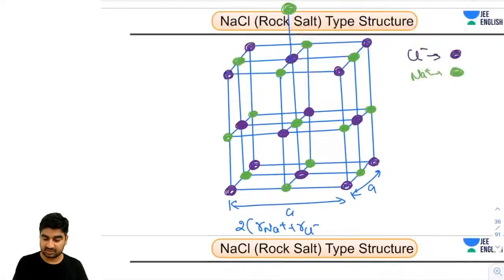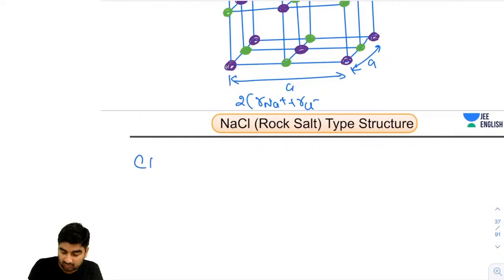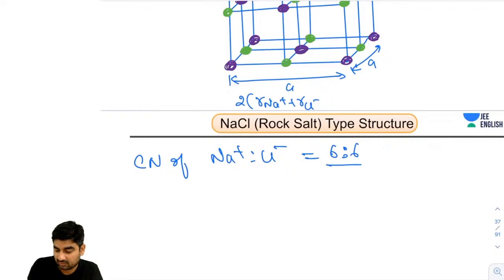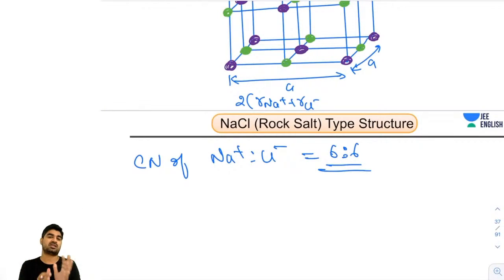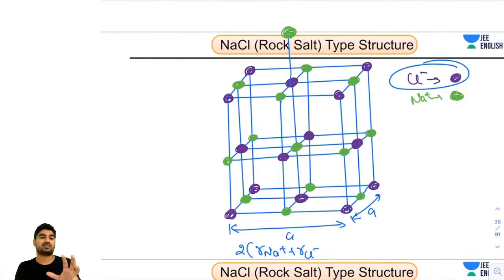So NaCl is done, and in NaCl we can say the coordination number of Na to chloride is 6 is to 6. Whenever the coordination number is like 6 is to 6 or 8 is to 8, in many books what they say, here I am telling you that chloride is making CCP and Na plus is present in octahedral void. Why? Because Na plus is small in size.